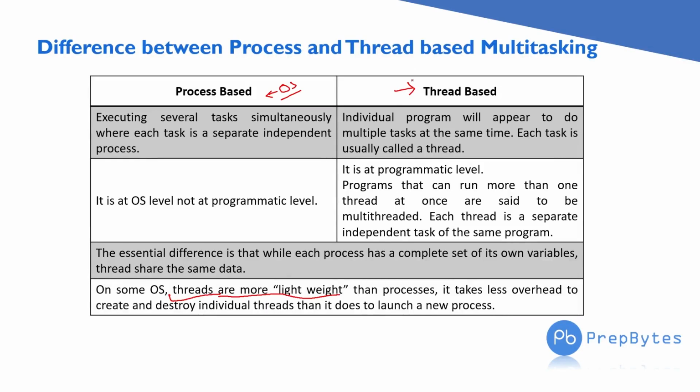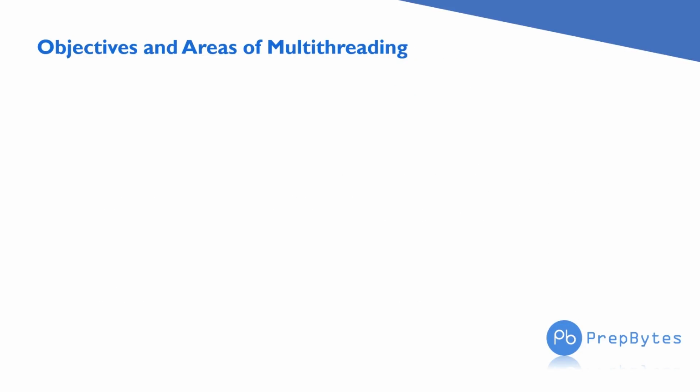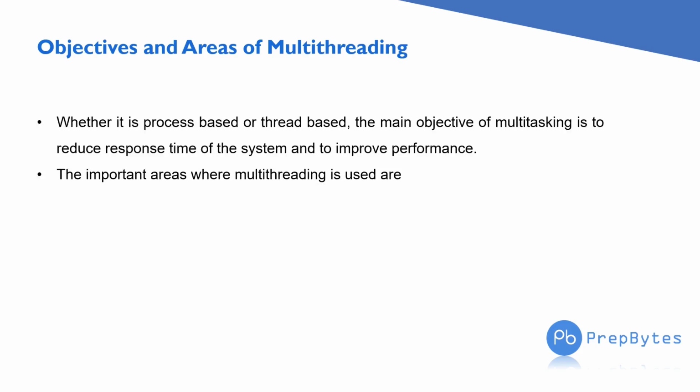Now let's see in which areas multi-threading is used. What is the main objective of multitasking and multi-threading? Whether it is process or thread based, the main objective of multitasking is to reduce response time. You might have known this from operating systems also. The main objective of multi-threading or multitasking is to reduce the response time of the system and to improve performance. It says that the CPU should not be idle for a long time.